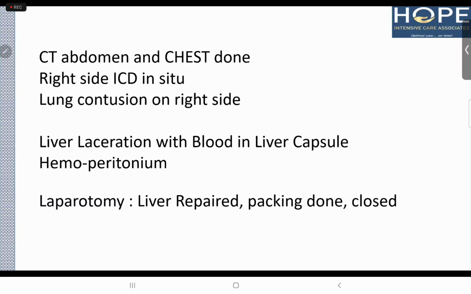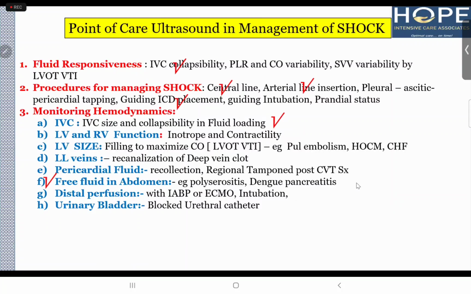Even with obstructive shock, the IVC was collapsing because the patient was practically exsanguinated. So after draining the ICD and after giving fluid, the internal hemorrhage became more apparent. This is how repeated examination by ultrasound helps you find multiple components of one shock. These are the tricks which I have done. This is the area where you have benefited by point of care ultrasound.